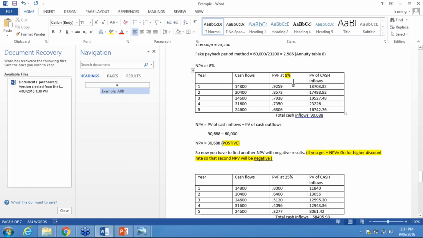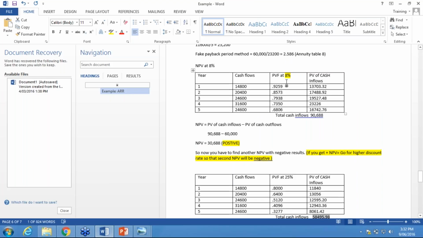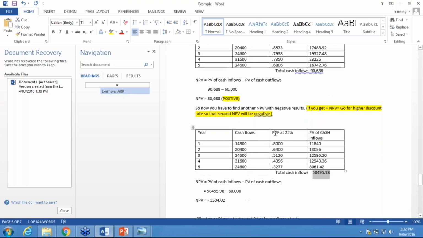You can't believe it. I calculated this table just 10 or 15 minutes ago, and I was trying to find another NPV with a negative figure. I tried 10%, 11, 12, of course not for everyone, 15. Finally, I found at 25% this figure lower than 60,000. That's why I was telling you this method is interesting, but it's time consuming. Same thing here, but you need to find another number. I was calculating again and again the same NPV. So I have found one NPV at 25%, the negative number.